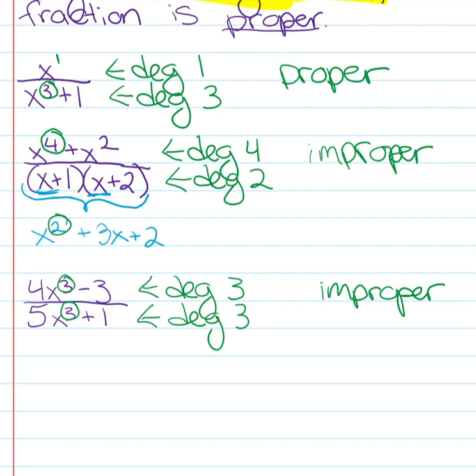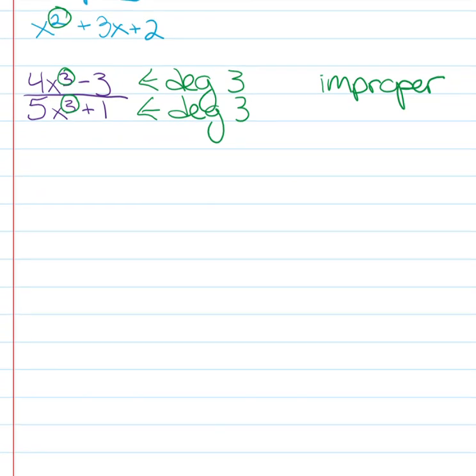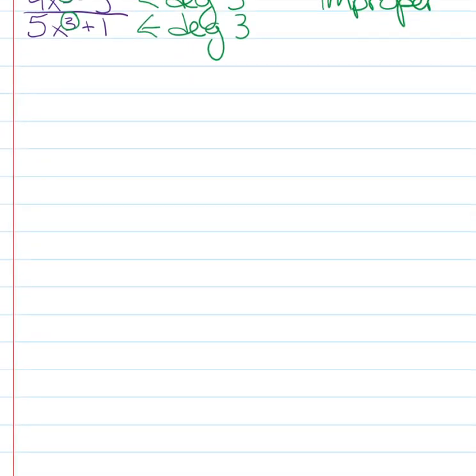So we have looked at 3 examples of rational expressions, and we ask ourselves, are they proper or are they improper? And we figured it out by looking at their degrees. Now let's look at simplifying. If we're given an improper fraction, how do we simplify it?